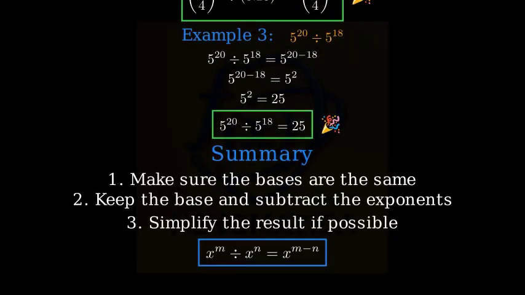The formula we use is x raised to the power of m divided by x raised to the power of n equals x raised to the power of m minus n. This rule makes dividing exponents much simpler and faster. Practice using this rule, and you'll be able to quickly solve problems involving division of powers with the same base.